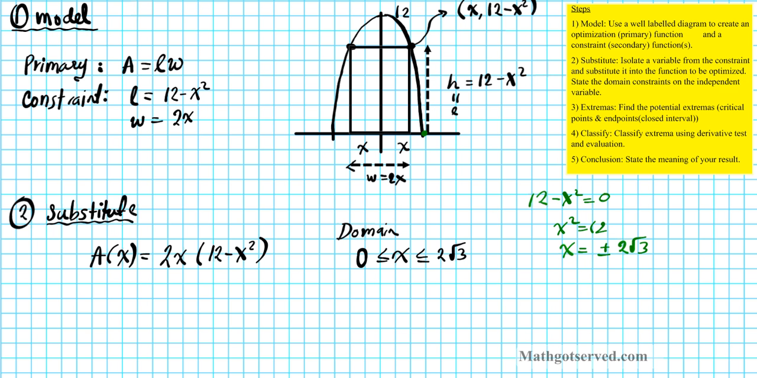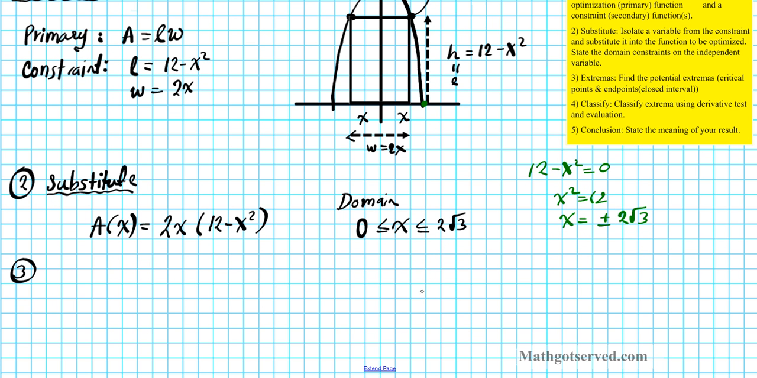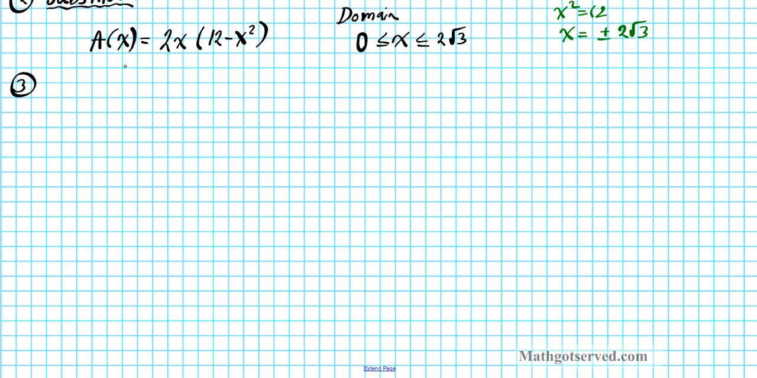Now we're going to proceed to step 3. We're going to find the potential extremas. We already have two potential extremas, the endpoints 0 and 2 root 3. Now we need to find the critical points. Critical points are where the derivative is equal to 0 or does not exist, or is undefined.